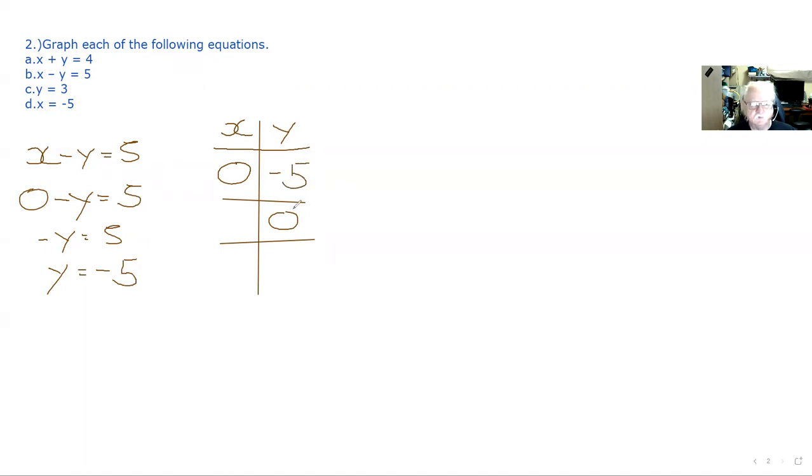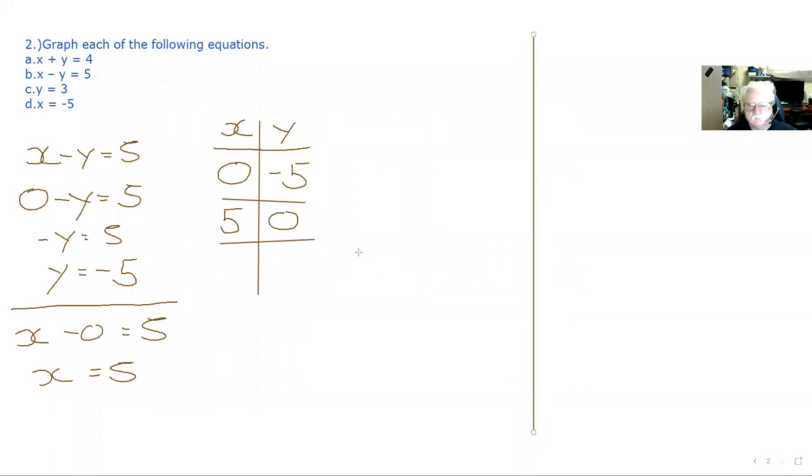So that's one of our ordered number pairs. Let's try the other one. X take away 0 equals 5, which just works down to x equals positive 5. And then we can graph it. So x, y, when x is 0, y is negative 5. So 1, 2, 3, 4, 5. And when y is 0, x is positive 5.